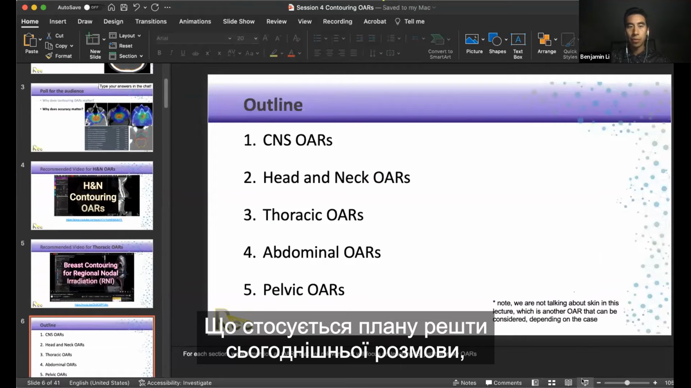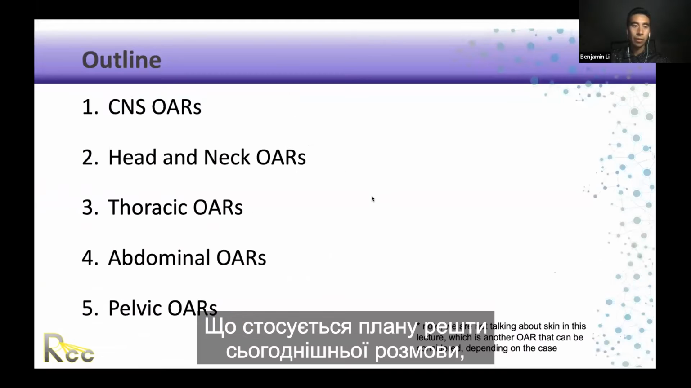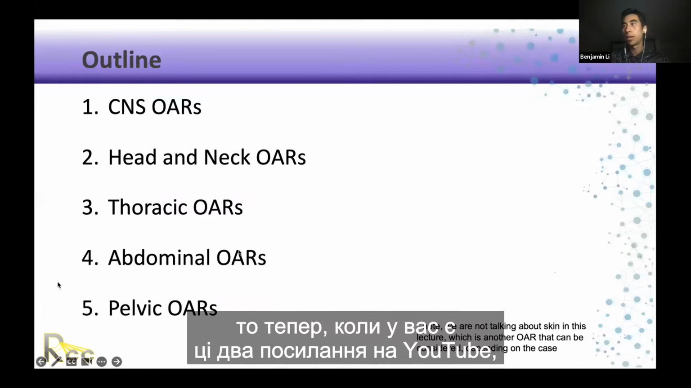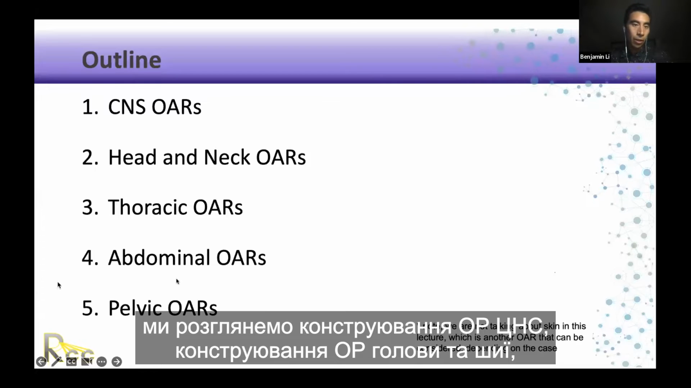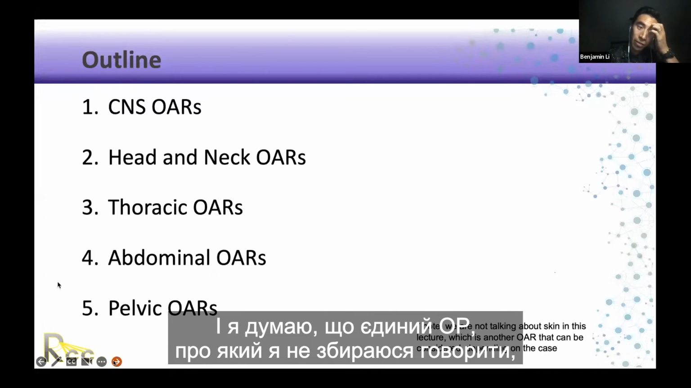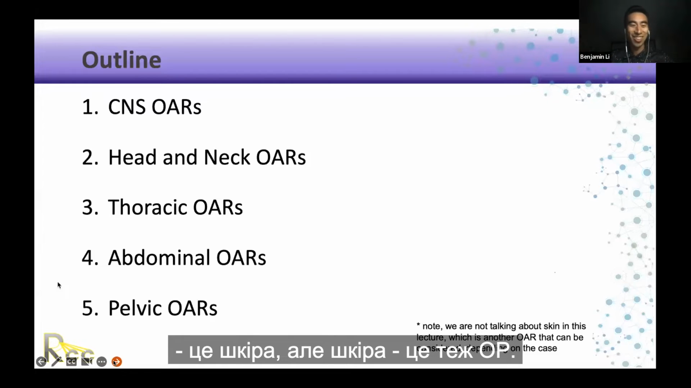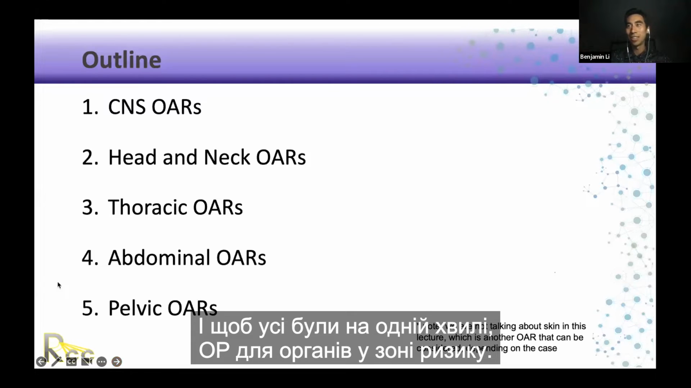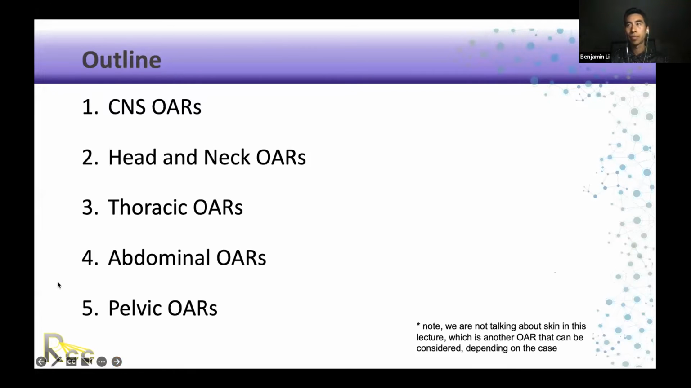And as for this outline of the rest of the talk today, now that you have those two YouTube links, we're going to go over CNS OAR contouring, head and neck OAR contouring, thoracic OARs, abdominal OARs, and pelvic OARs. And I think the only OAR that I'm not going to talk about is skin, but skin is also an OAR. And just so everyone is on the same page, OAR is English for organ at risk.